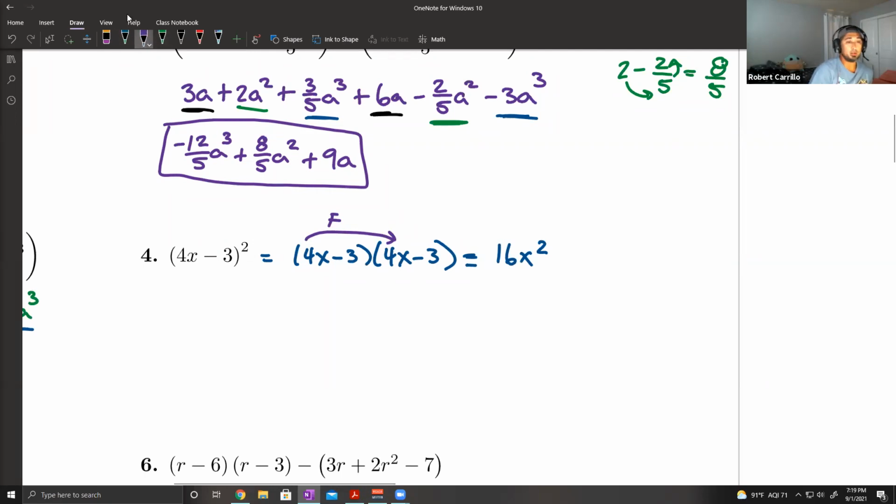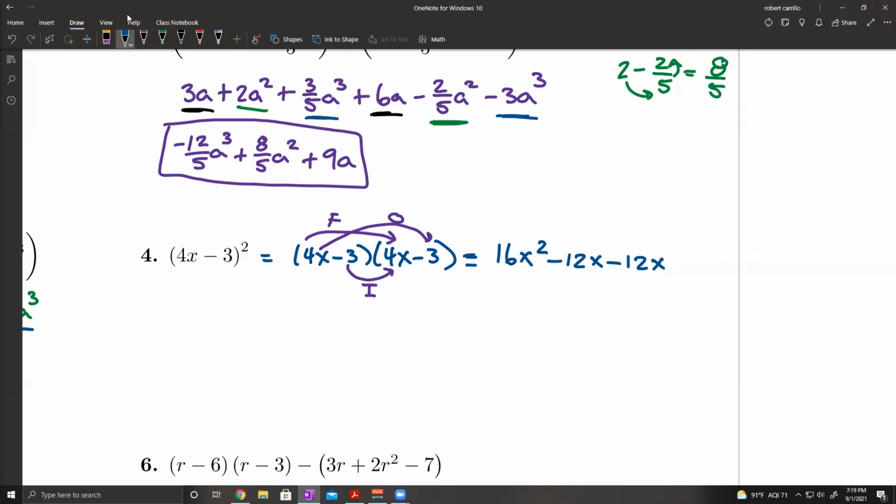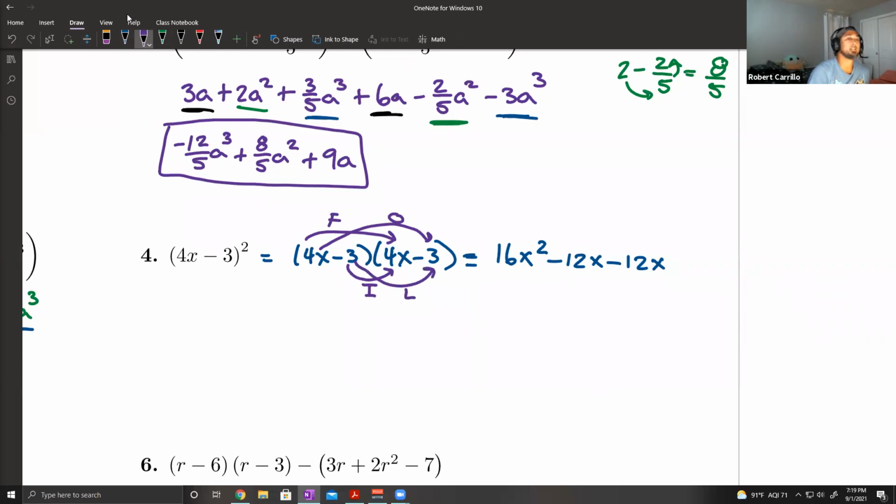And then you do the outer terms. So here is the O, 4x times -3. And what is 4x times -3? -12x. And then we do the inner terms. So there's our I. What is -3 times 4x? -12x. And then we do the last terms right there. -3 times -3. What is -3 times -3? Positive 9. There's your FOIL method.